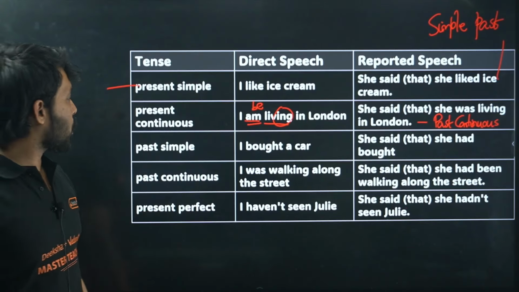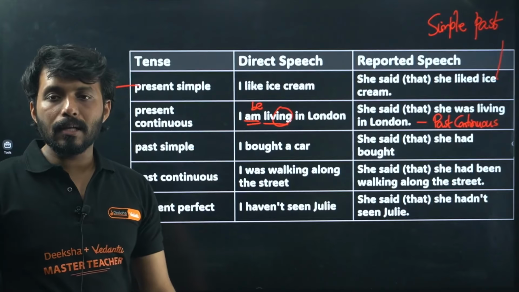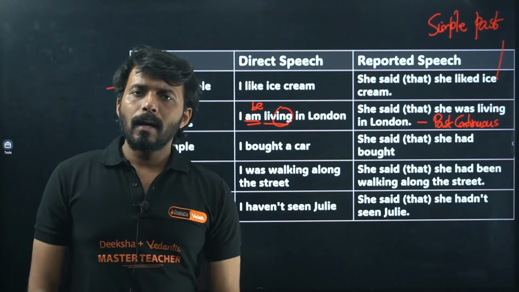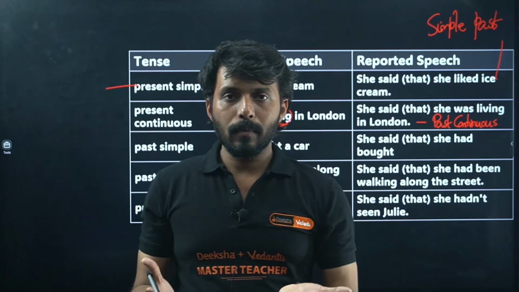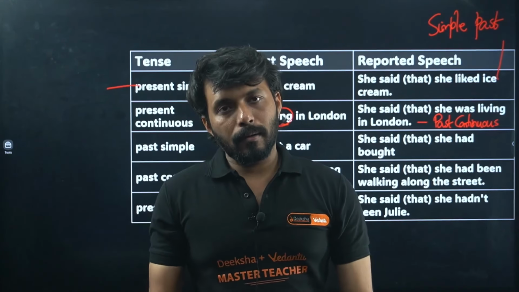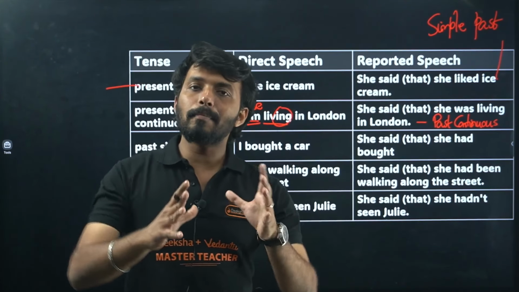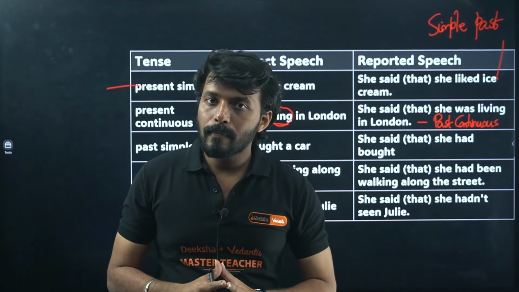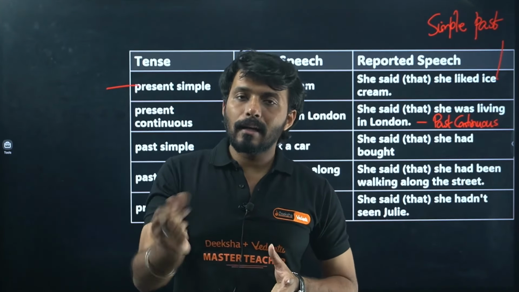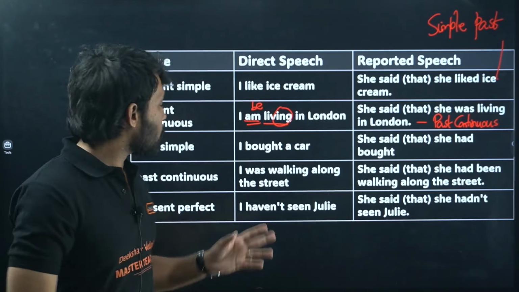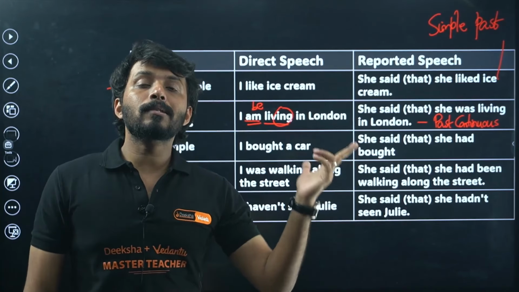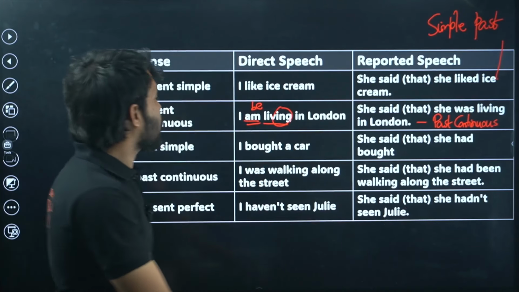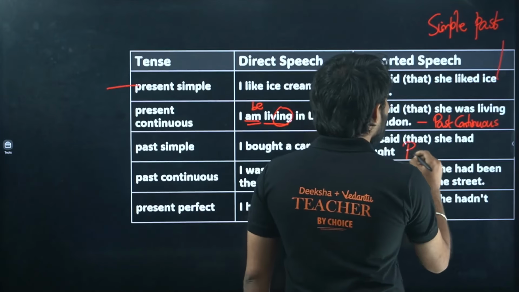Simple past. Something very important, simple past, I bought a car. Now simple past, it's already done, yes. But if I am reporting it, will it simply remain unchanged as simple past? No. This is where there's a catch. So you have to keep in mind, if the sentence is in simple past, when reporting, it becomes past perfect. Keep it in mind.